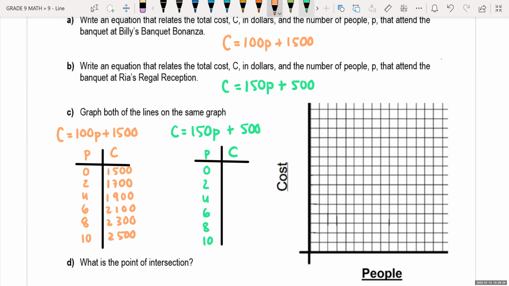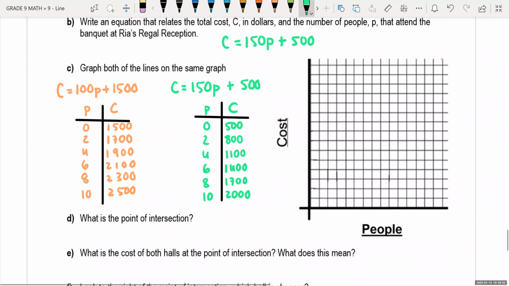And then for the other one, if no one shows up, we're still going to have to pay for that DJ and the music. So it's going to be 500. If 2 people show up, that's going to be 800. If 4 people show up, that's going to be 1,100. This will be 1,400. This will be 1,700. And this should be 2,000.